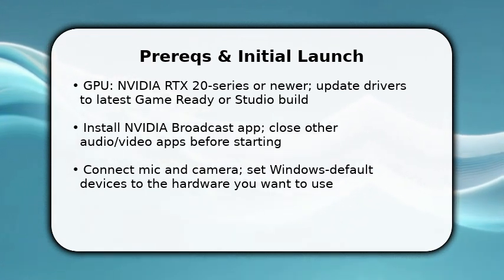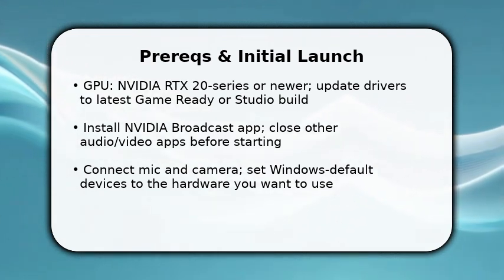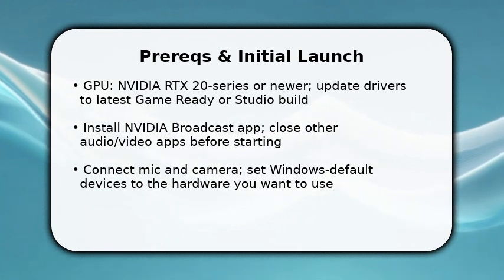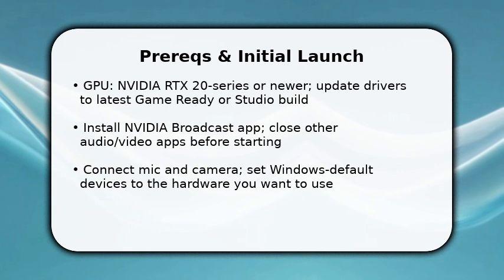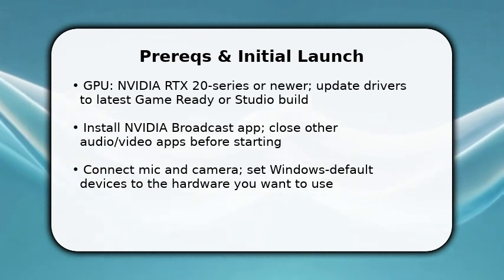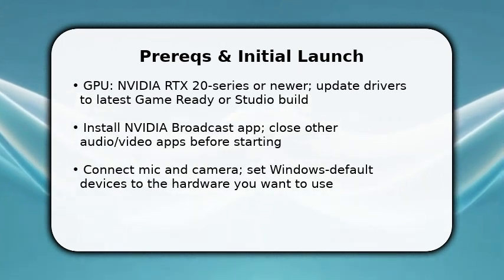Next, grant permissions when prompted so Broadcast can access mic and camera. Finally, pick the device inputs inside the app. That first choice determines which streams you'll process in downstream apps.